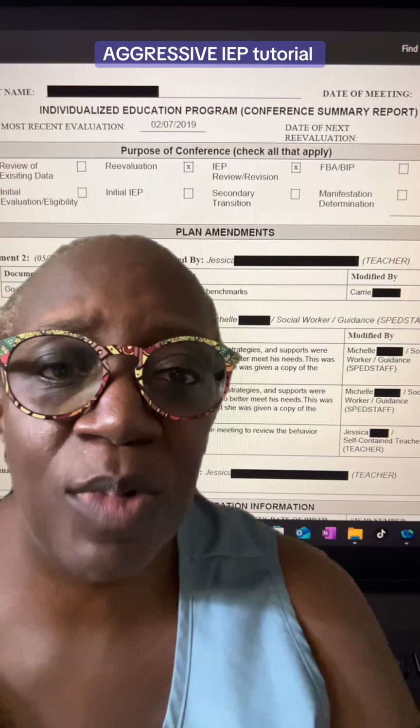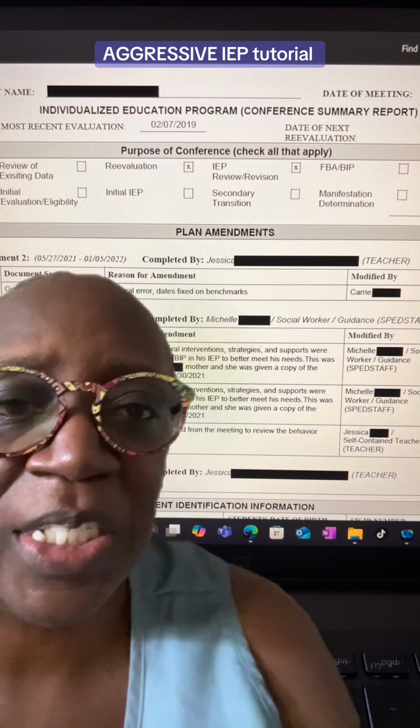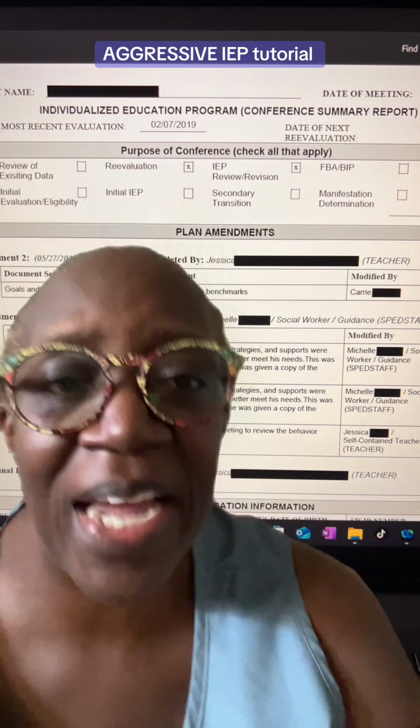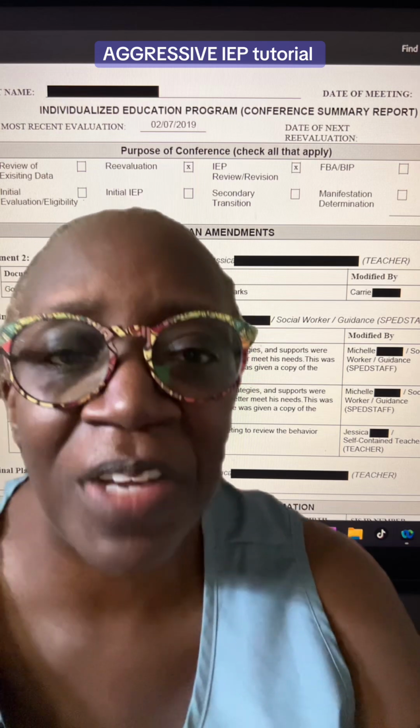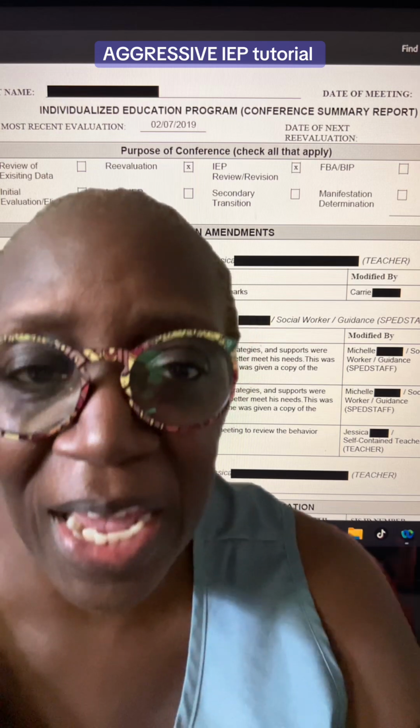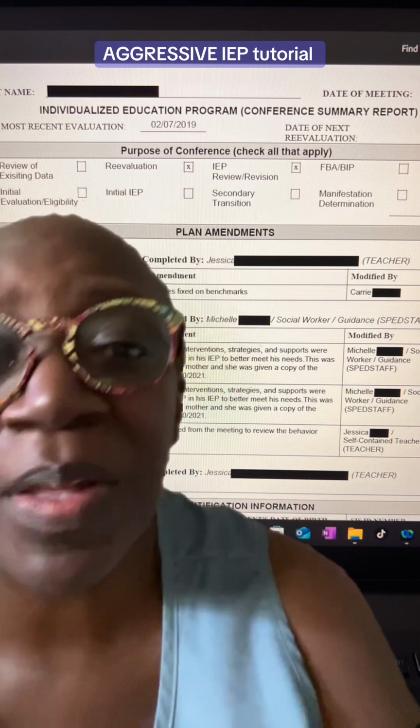This is redacted. It's one of my clients. I took all the personal information out of there, so I'm going to use this one. But every state uses the same general stuff in an IEP. All IEPs have to have the same general information. All of them look different.